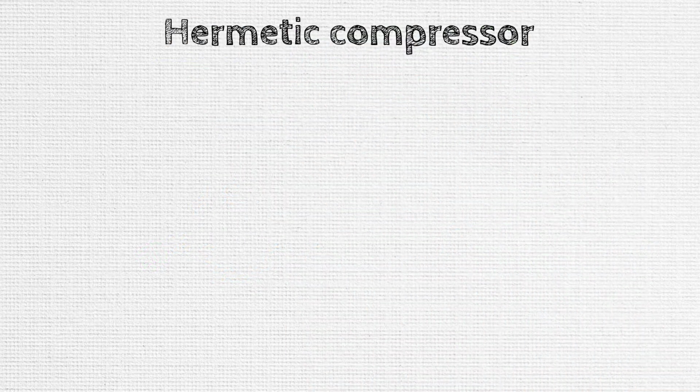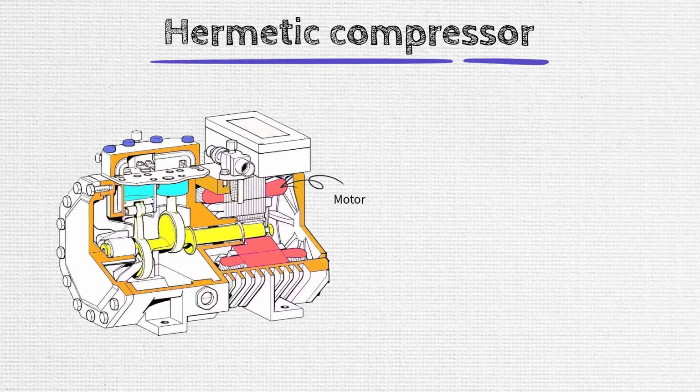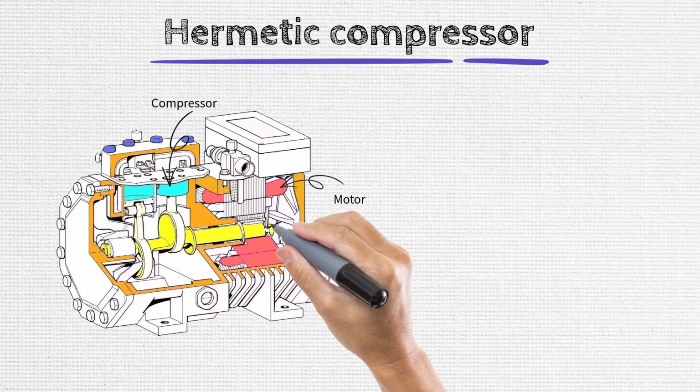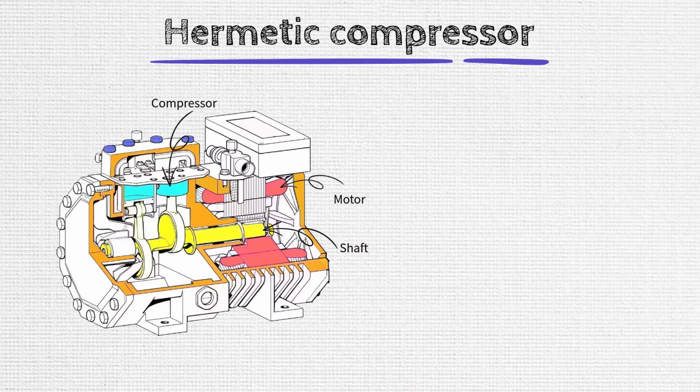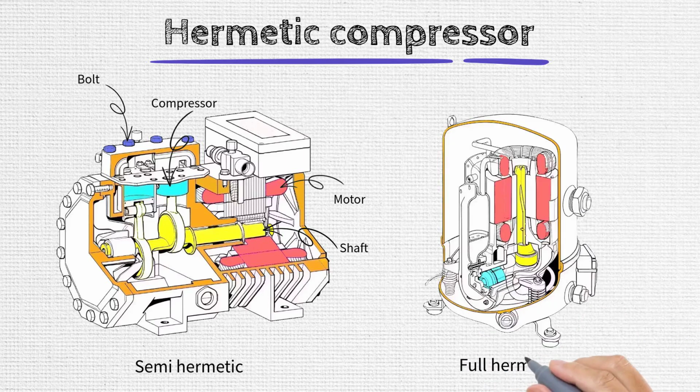In a hermetic compressor, the motor is sealed inside the same housing as the compressor. The motor is directly connected to the compressor, often through a shared shaft. Some are enclosed in a bolted assembly. These types of compressors are often called semi-hermetic, field serviceable, or accessible. Fully hermetic compressors are sealed in a welded casing.